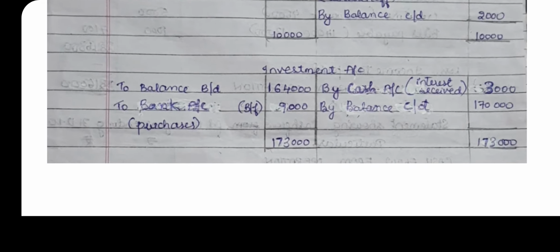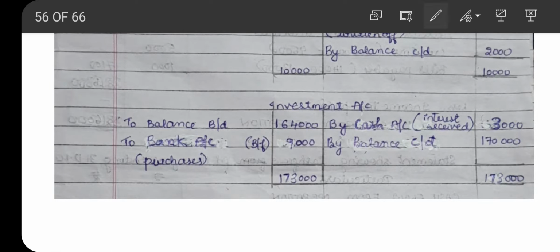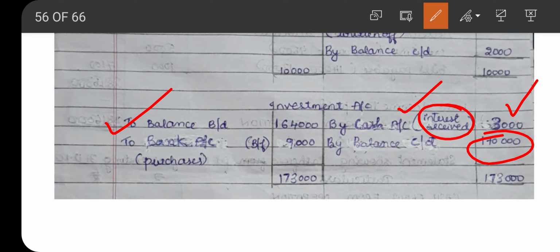So under investment account, first item is opening balance. So to balance brought down 1,64,000 and then they have received interest. So to cash account, interest received 3,000 and they have given the closing balance which is 1,70,000. So by balance carried down 1,70,000. So 3,000 plus 1,70,000, the total will be 1,73,000 and we are getting a balance of 9,000 which is considered as purchase of investment. So to bank account balancing figure 9,000 purchase of investment.